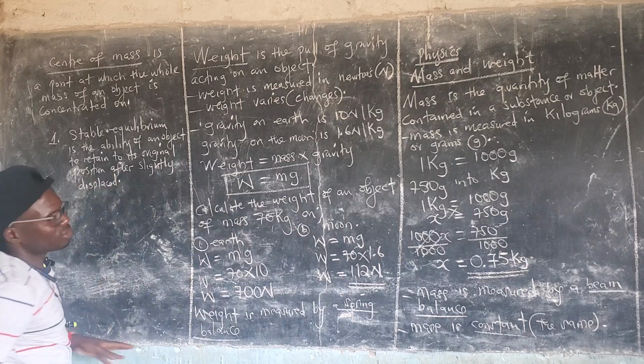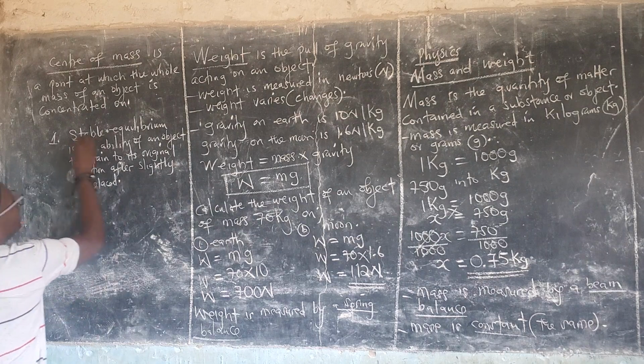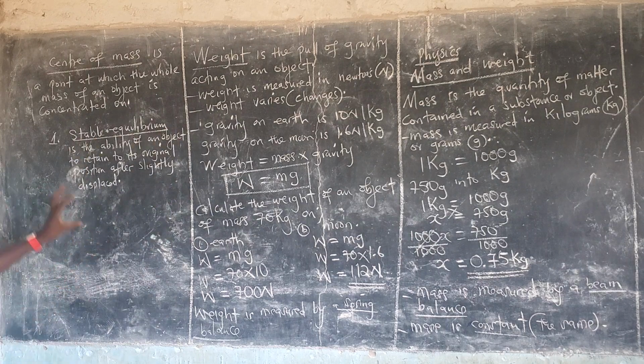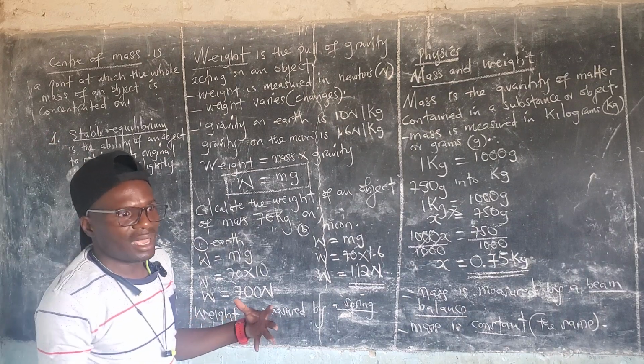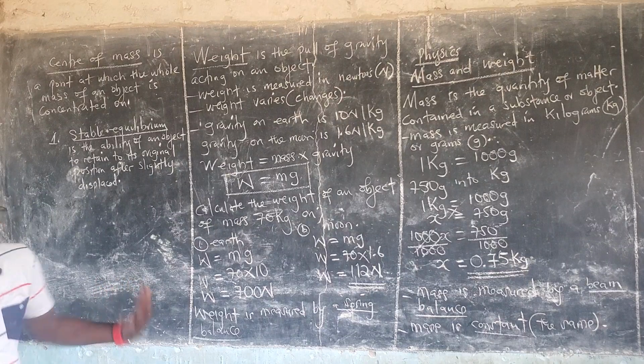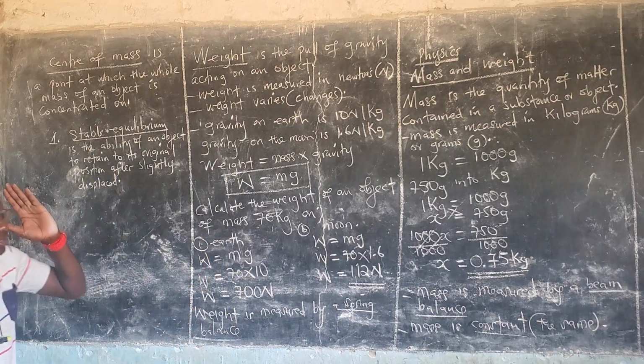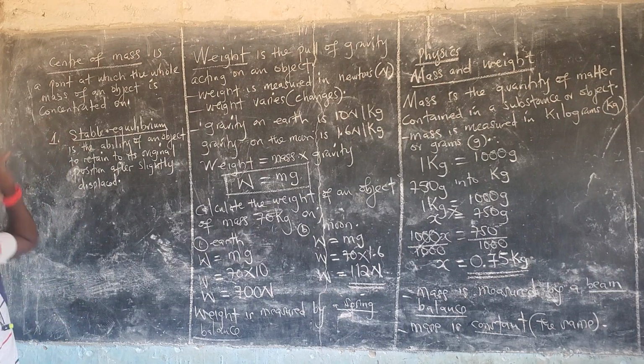So displaced means moved a little bit from its place. So the ability of an object to return to its original position after slight displacement is what we call stable. For example, the way I'm standing, am I stable or unstable? I'm stable, because if somebody pushes me, I'm just going to stagger and then I'll come back again to the original position that I had. It means that I'm stable.